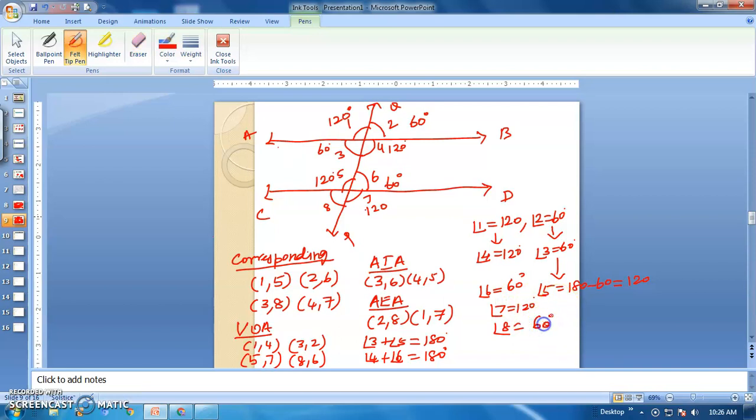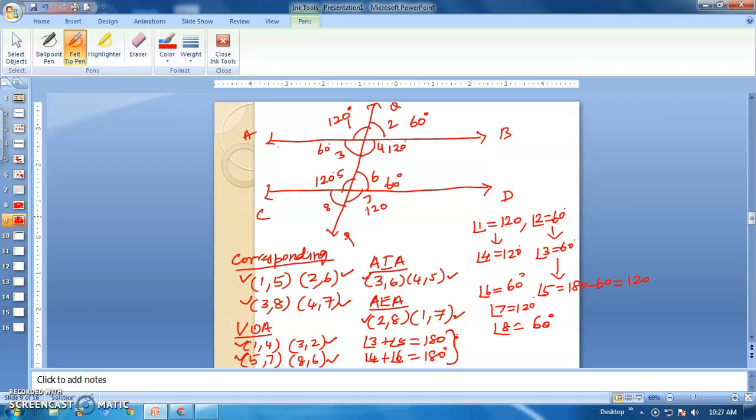So which angles are the same? The corresponding angles are the same. Actually, I classified the pairs here, and all the pairs are equal. So 1 and 5 are equal, 2 and 6 are equal, 3 and 8 are equal, 4 and 7 are equal. Similarly, in vertically opposite angles, 1 and 4 are equal, 3 and 2 are equal, 5 and 7 are equal, and angles 8 and 6 are equal. Similarly here, 3 and 6 are equal, 4 and 5 are equal, and 2 and 8 are equal, 1 and 7 are equal, and the sum of these two angles equals 180 degrees.